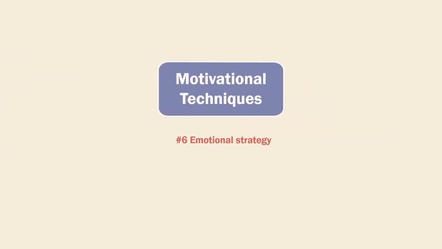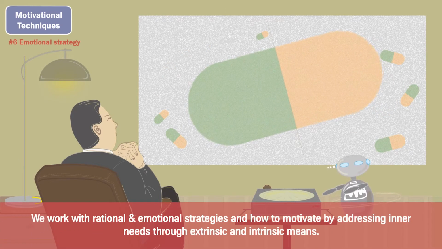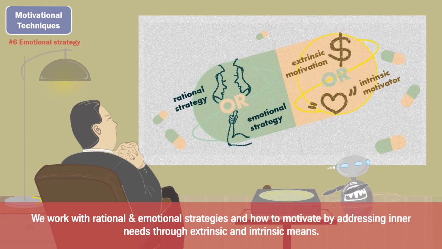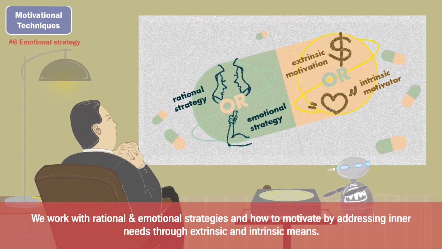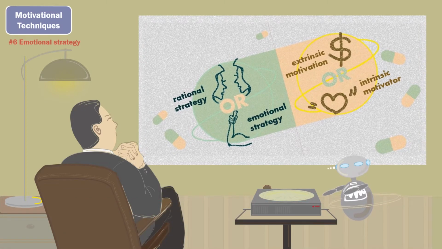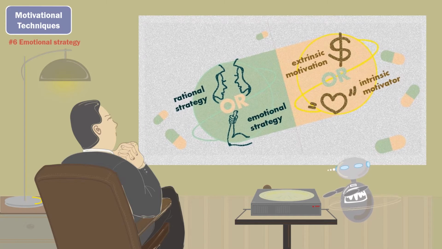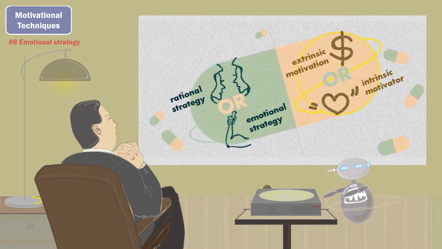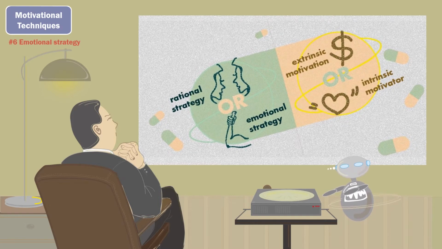And so now to cluster 3, and the last two of our topics where we work with rational and emotional strategies and how to motivate by addressing inner needs through extrinsic and intrinsic means. We've learnt that leaders need to be able to address the rational, i.e. provide a logical, well-structured and simplistic communication when introducing any change topic to the team.